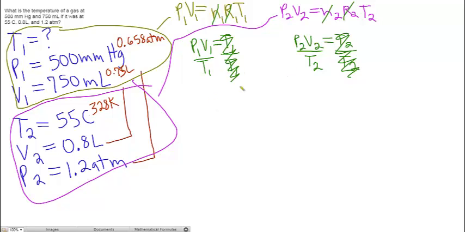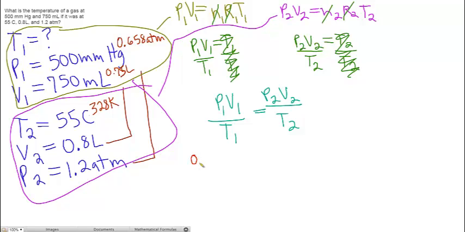Now we can equal them. P1V1 over T1 equals P2V2 over T2. This, of course, is the combined gas law. That's the name for this equation. But again, you didn't need to know that to solve this problem. Let's put in our numbers.